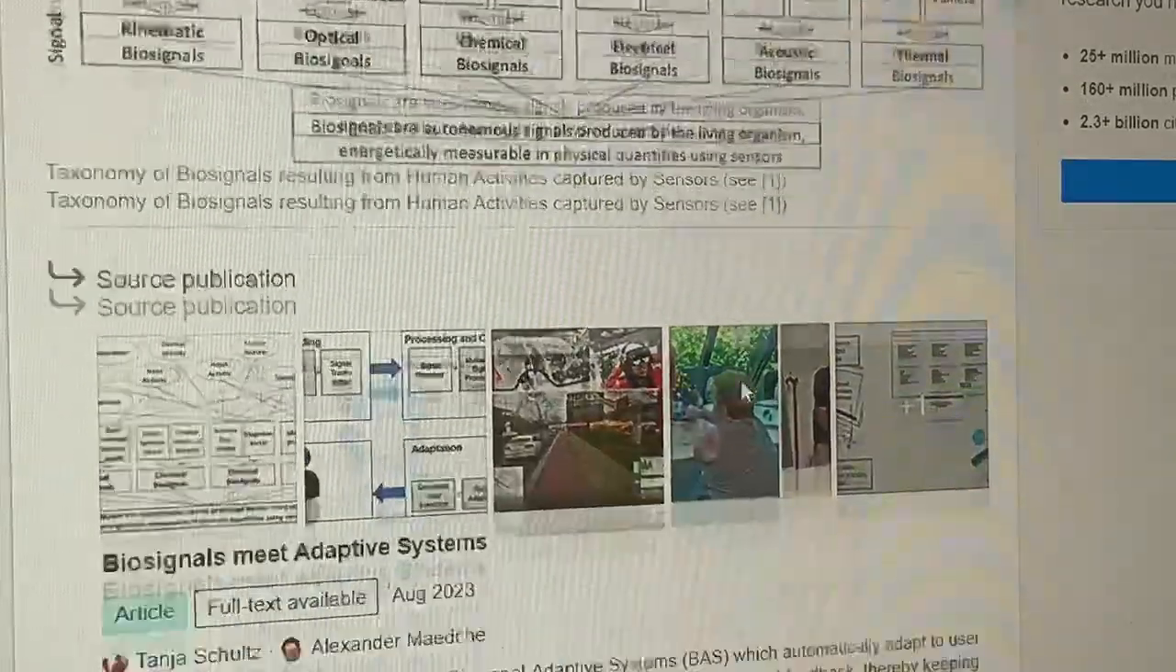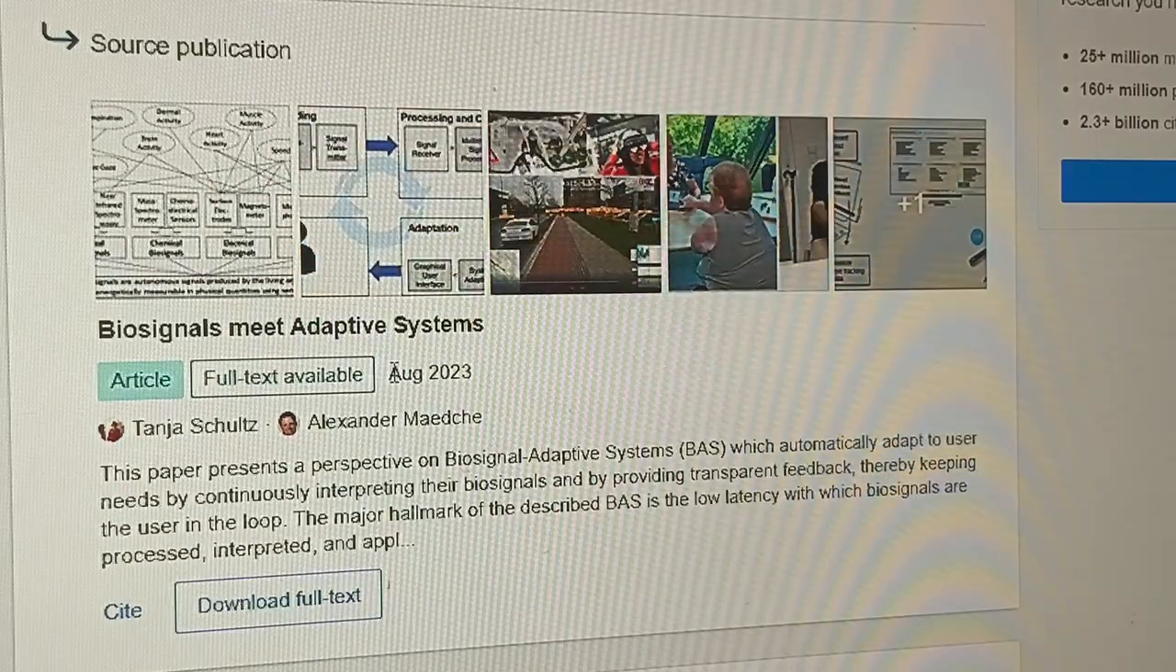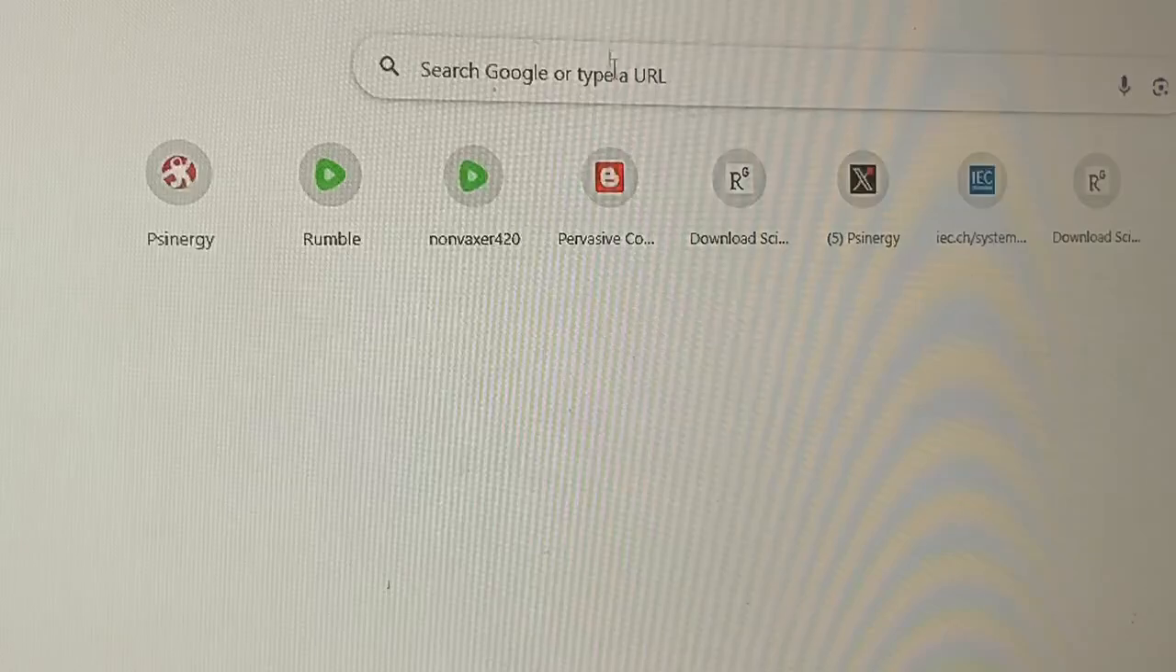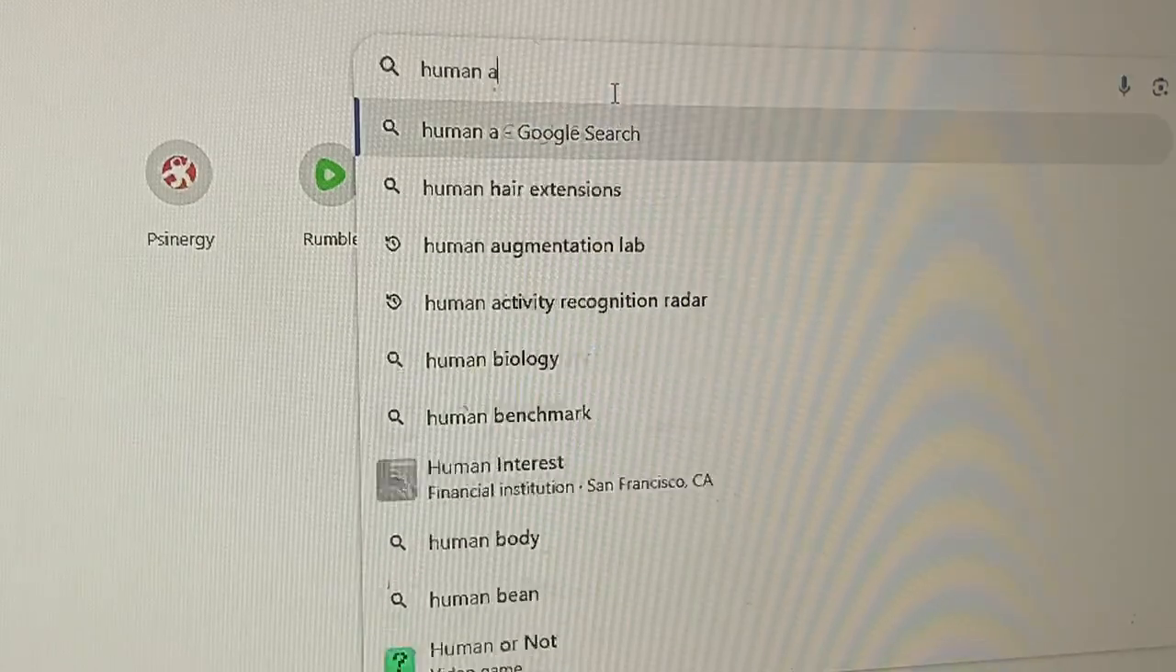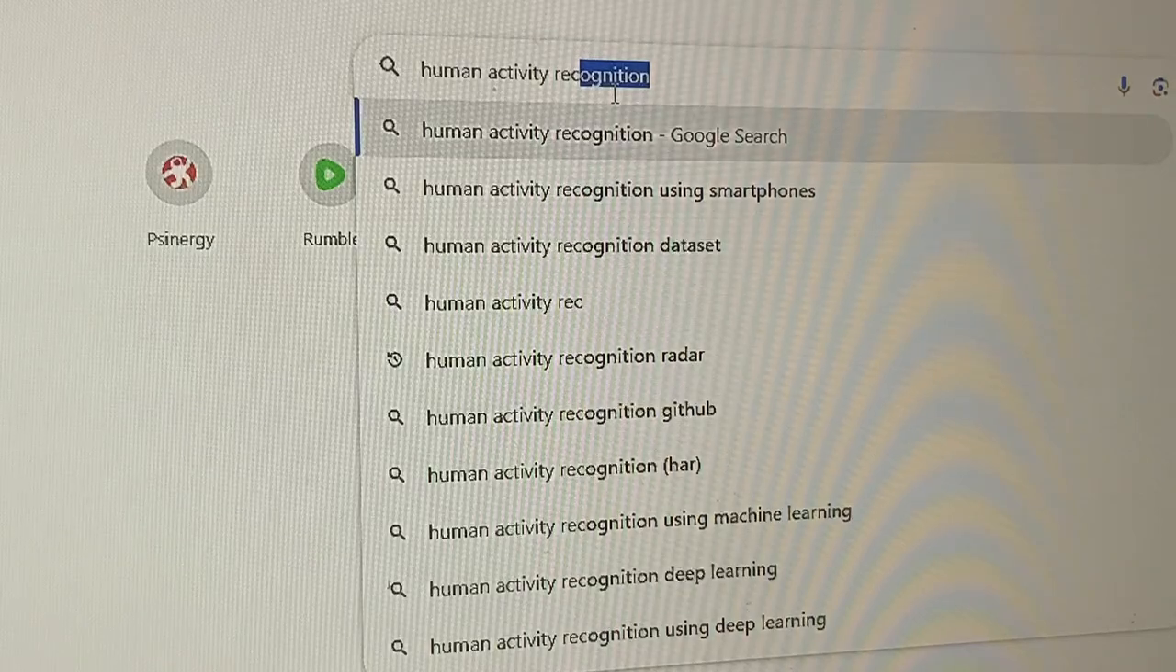And these biological signals are put into databases for human activity recognition radar.